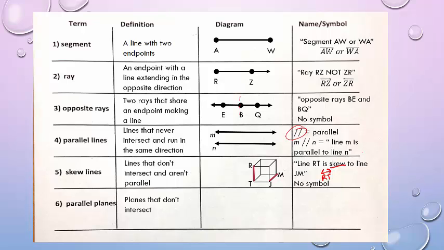So the last pair of objects would be parallel planes. And obviously they're planes that don't touch. Again, it's easier to show you with a 3D box. So the top and the bottom, for example, are parallel planes. There is no symbol for parallel planes, but you can certainly write plane ORN is parallel to plane TJM.